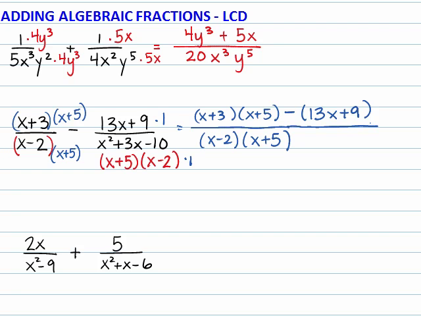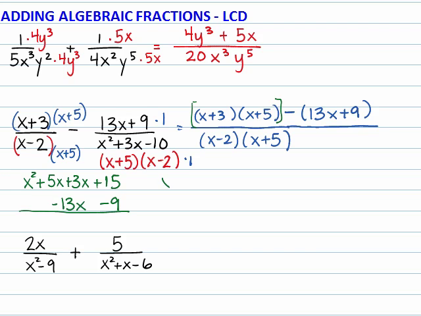So I'm going to do some math just in the numerator until I manage to bring it to factored form. I'm going to distribute the x plus 3 with the x plus 5. It's going to be x squared plus 5x plus 3x plus 15. I'm going to distribute the negative sign in the second parenthesis, so I'm going to get negative 13x and minus 9. And now I'm going to add like terms.